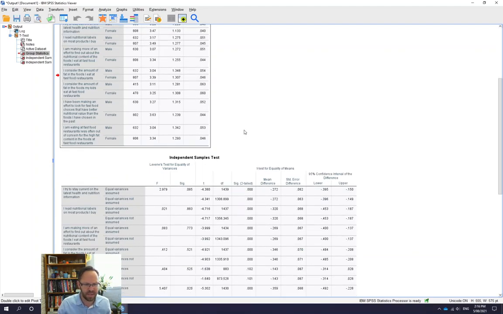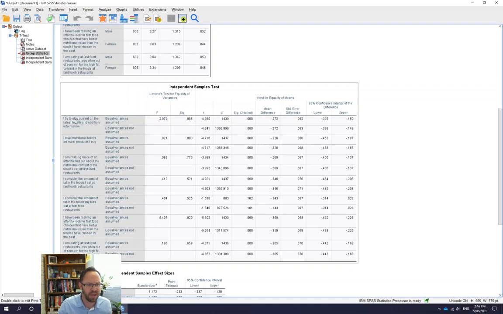So if we go back down here, we can see the same variable, I try to stay current and so on. We have our F statistic of 2.979, which doesn't mean a lot to us, but that's converted to our significance. We're testing Levene's test for equality of variances. Is it significant? No, it's not significant, which basically means we can't reject the null hypothesis that they are equal. I can't remember exactly what the null hypothesis is there, but basically we can't assume they're unequal, so we have to go with the equal variance not assumed line.